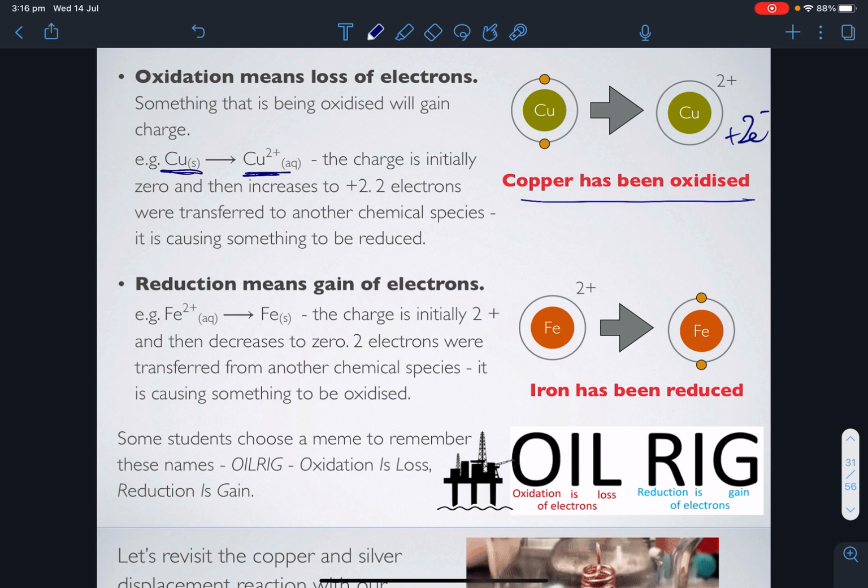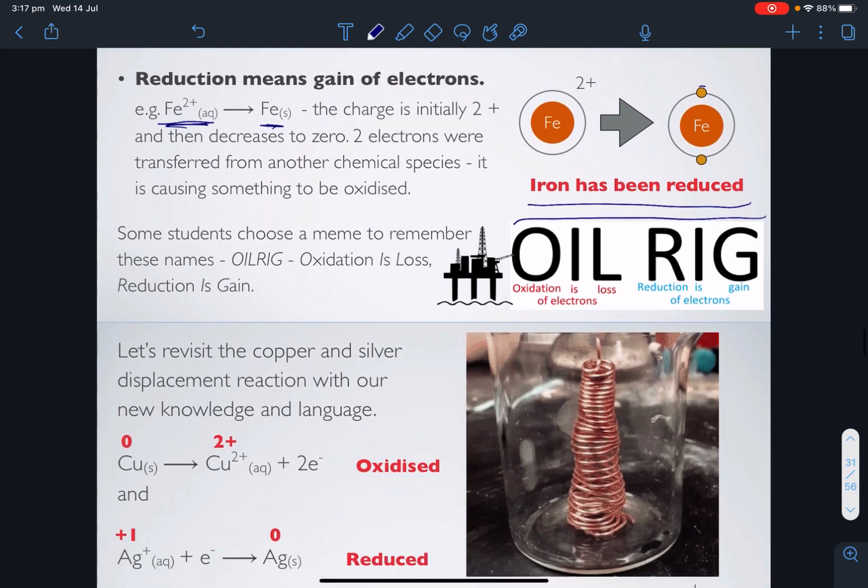Okay. Reduction means gain of electrons. Okay. Here I've got iron 2 plus going to iron solid. It has gained 2 electrons, so it has been reduced. Iron has been reduced here because it was at 2 positive, and now it's got 0, it has gained 2 electrons, it's being reduced. Okay. One common way to remember this is this OIL RIG thing here. Oxidation is loss, reduction is gain in electrons. Okay. May help you out there.